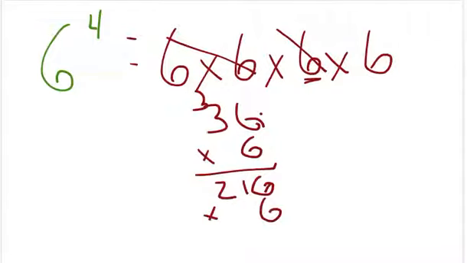I have to multiply that by 6. 6 times 6 is 36. 1 times 6 is 6, plus 3 is 9. 2 times 6 is 12. So my answer there is 1,296.